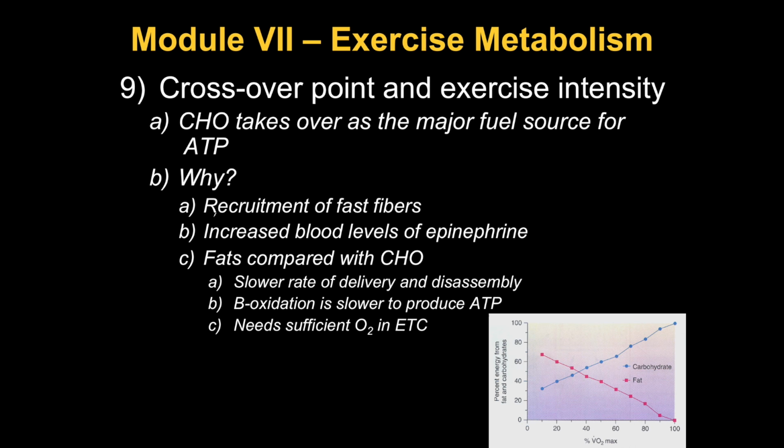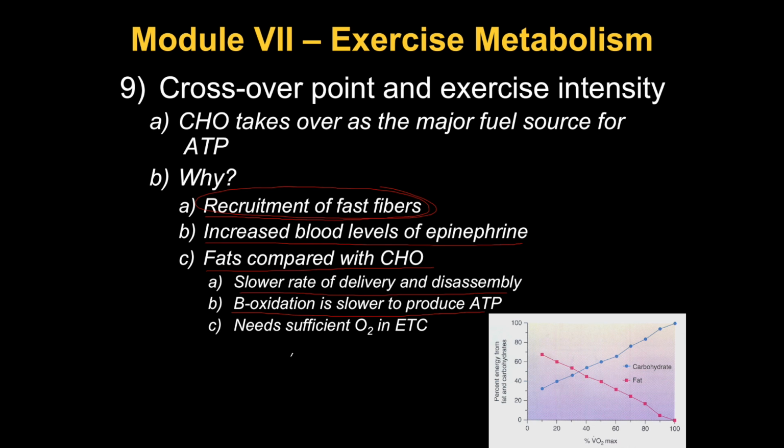Well, as exercise intensity increases, we're increasing the recruitment of those fast motor units, or those fast muscle fibers that rely more so on carbohydrate sources, so on glycogen. We also have an increase in blood levels of epinephrine, so remember that that's also causing glycogenolysis in muscle, as well as the release of free fatty acids. Fats, in comparison with carbohydrates, actually are much slower to be delivered and to break apart, to disassemble them, as well as beta oxidation is slower to produce ATP.